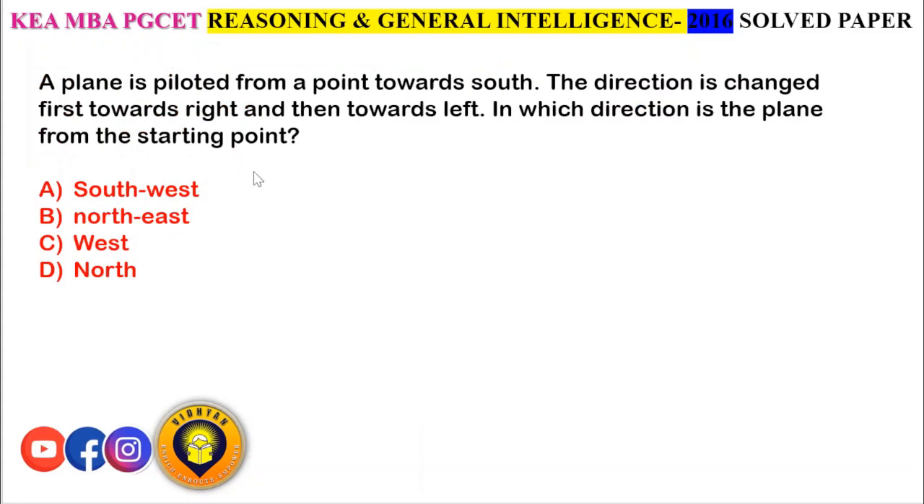A plane is piloted from a point towards the south. Okay, it is moving towards the south. The direction is changed first towards the right, and then towards the left. So in which direction is the plane from the starting point?